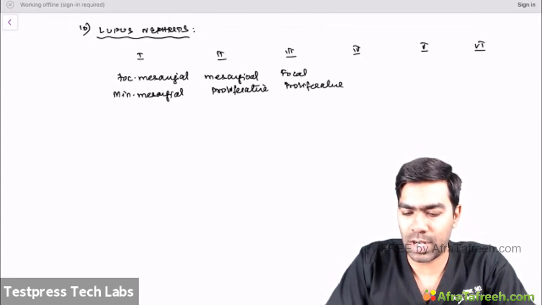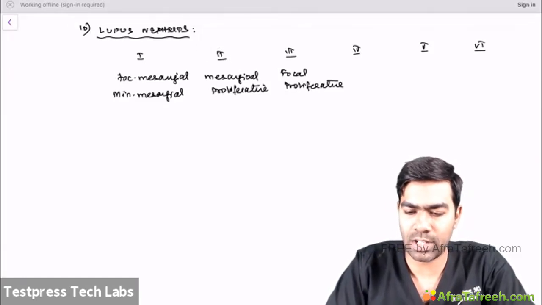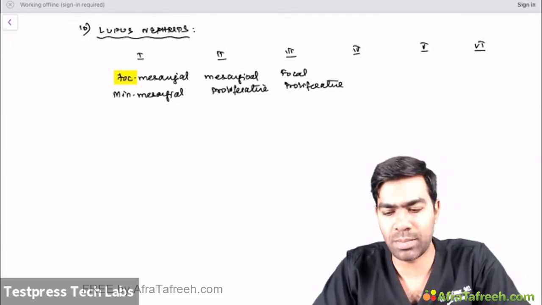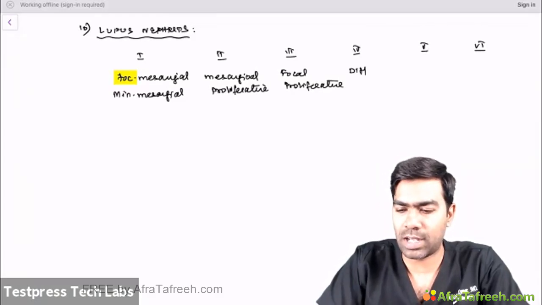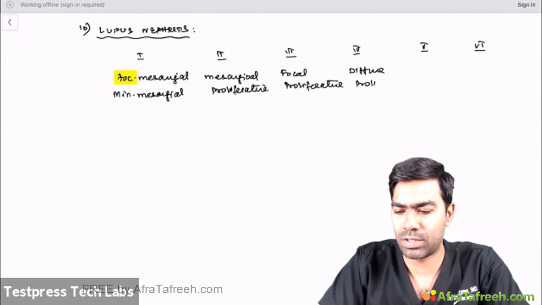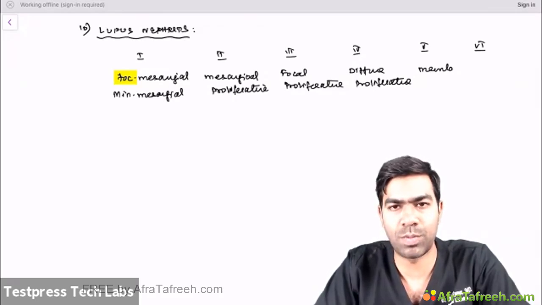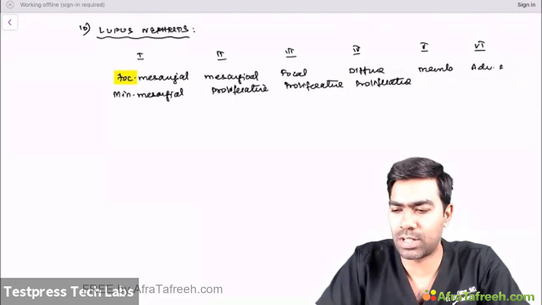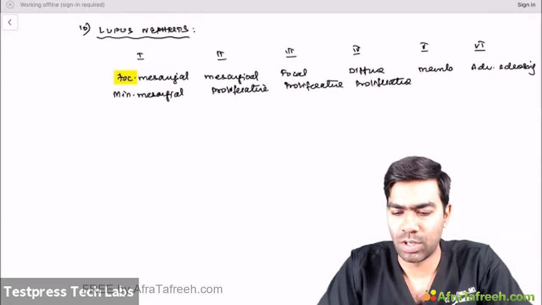The old name for class 2 is diffuse mesangial. The class 1 was initially called focal mesangial. Class 2, the old name was diffuse mesangial, but the current name is mesangial proliferative. Class 3 is focal proliferative, and class 4 is diffuse proliferative lupus. And class 5 is membranous type of lupus, membranous nephropathy, and class 6 is advanced sclerosing type of lupus.